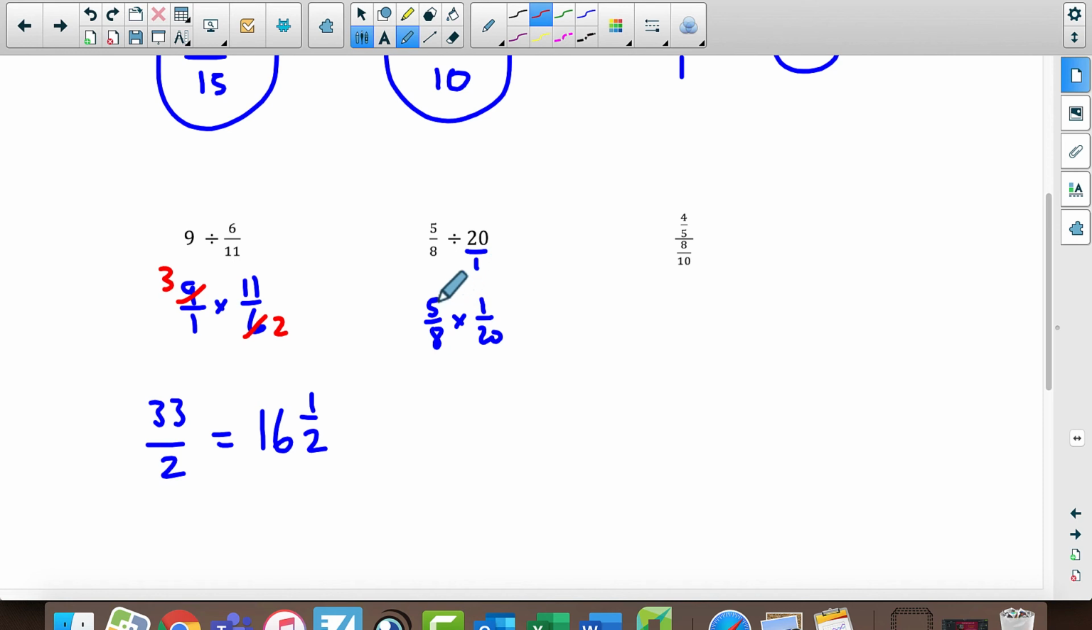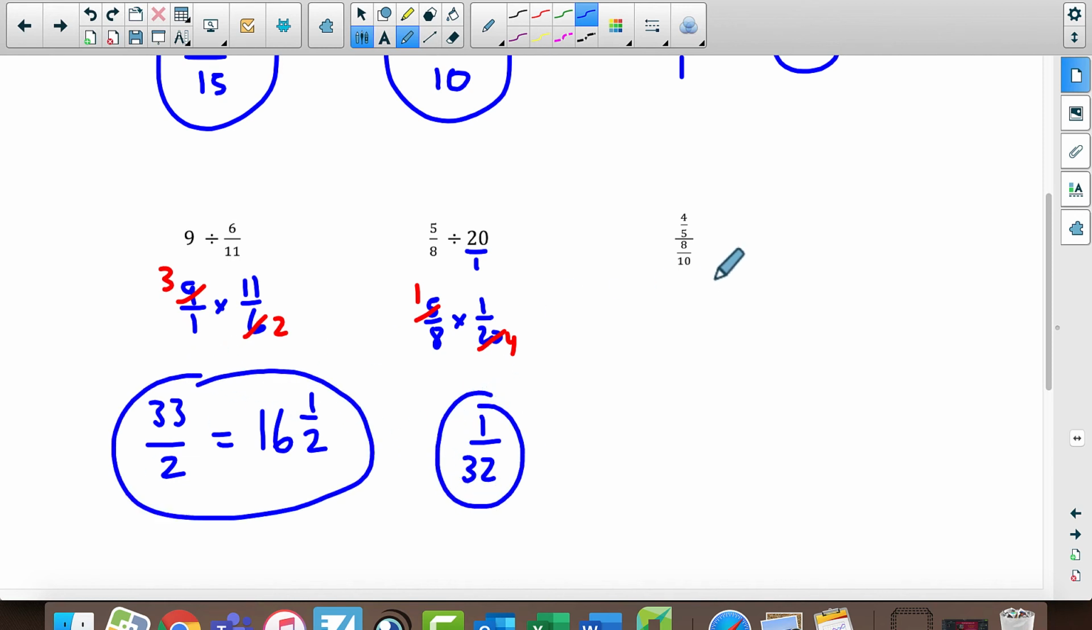Now we can ninja slice. So our 5 and our 20, divide them both by 5, you get 1 and 4. So across the top, 1 times 1 is 1, and across the bottom, 8 times 4 is 32. Finished. Either one here. Alright, doesn't this look awful?